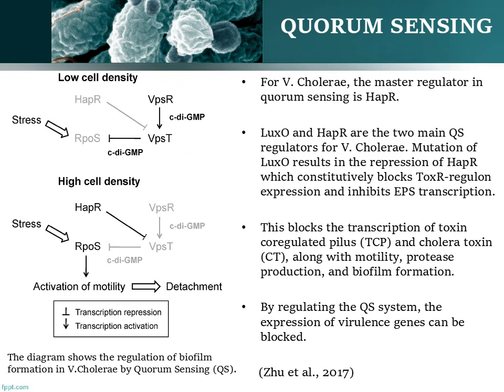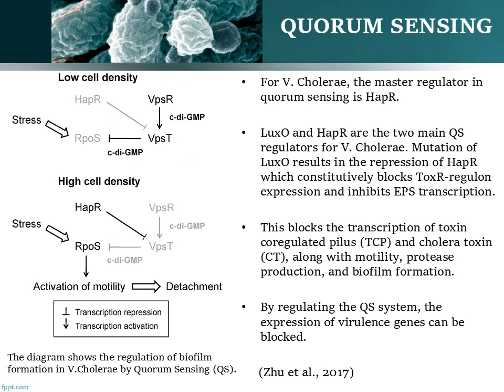The second method that we will be discussing is quorum sensing. For Vibrio cholerae, the master regulator in quorum sensing is HapR. LuxO and HapR are the two main quorum sensing regulators for Vibrio cholerae. Mutation of LuxO results in the repression of HapR, which constitutively blocks the ToxR regulon expression as well as inhibits the EPS transcription.